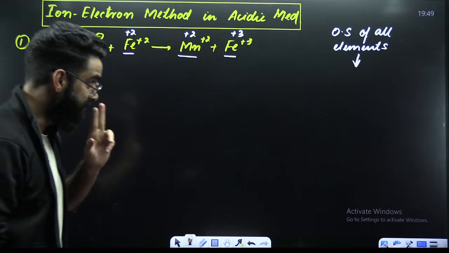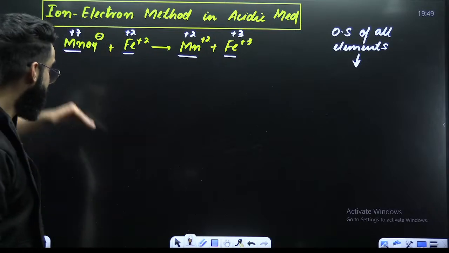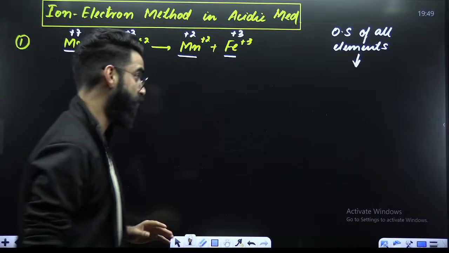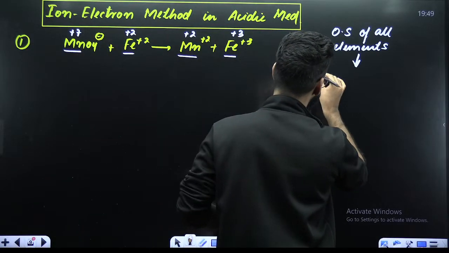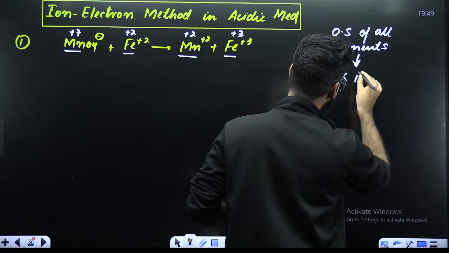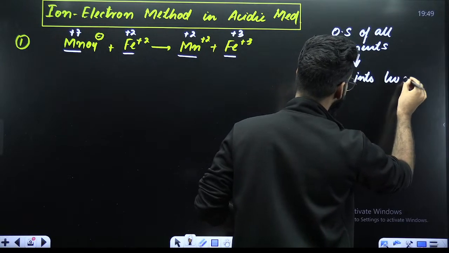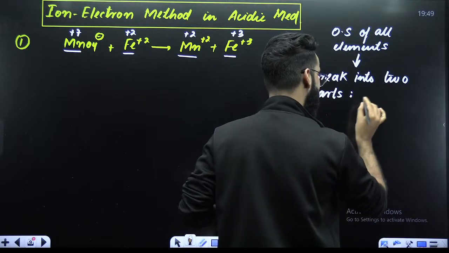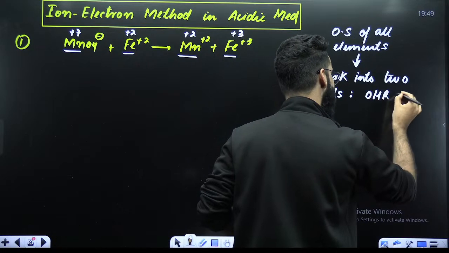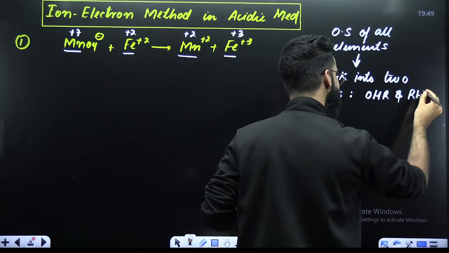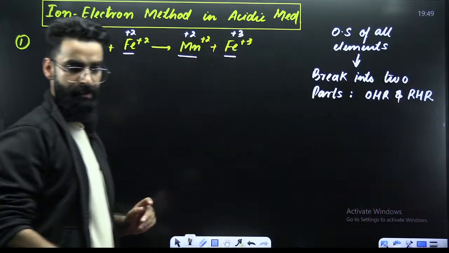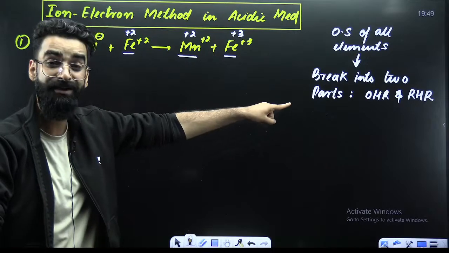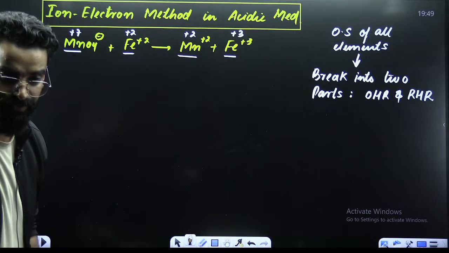Number 1. Number 2, the second step. The second step is to break this reaction into 2 parts. One will be called the oxidation half reaction and the other will be called the reduction half reaction. We are supposed to break this particular reaction into two parts.